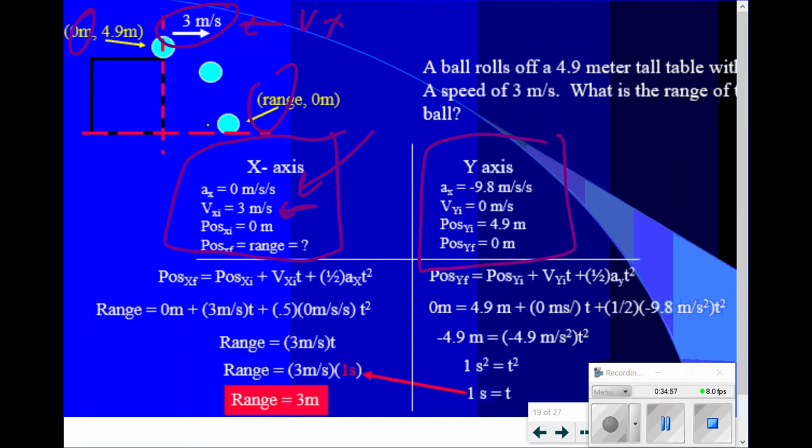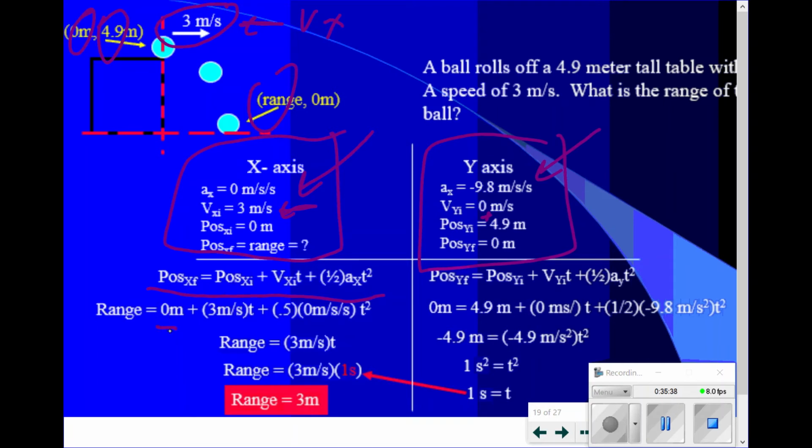For the y-axis, it is a falling object, so my acceleration is the acceleration of gravity, negative 9.8 meters per second squared. I don't have a Vy, all I have is a Vx, so Vy is again 0. Anytime something is fired or thrown horizontally, Vy initial will be 0. My initial y position is positive 4.9 meters, and my final is 0 because it landed on the ground, and I declared 0 to be the ground. I'm looking for range, which is position, so I'm going to work with the position versus the position equation.